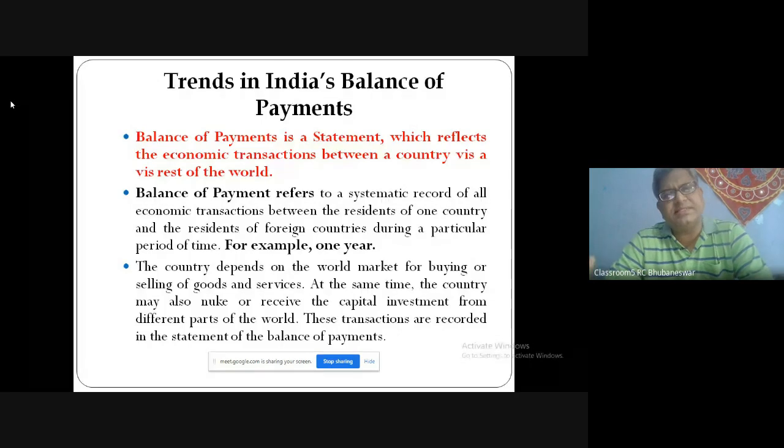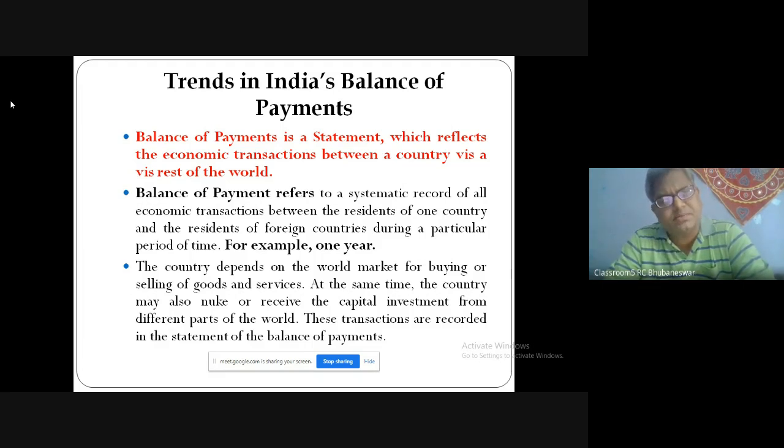Another concept arises, that is balance of payment, and what are the trends of India's balance of payment. The question is, what is balance of payment? Balance of payment is just like a statement, an accounting statement, a recording of economic transactions. It is the economic transaction of the country with relevance to the rest of the world. If you talk about India in relation to the rest of the world, it means what types of transactions are carried out within one year, and that is called balance of payment.